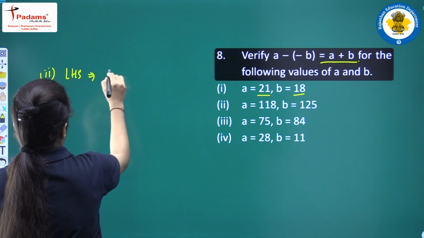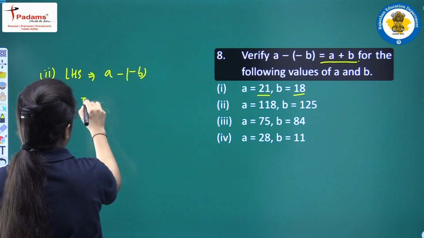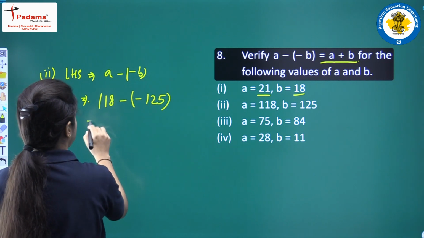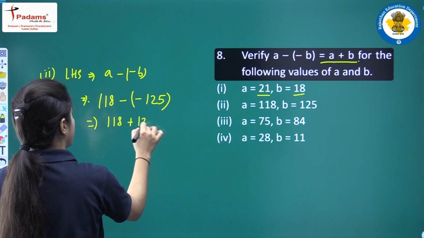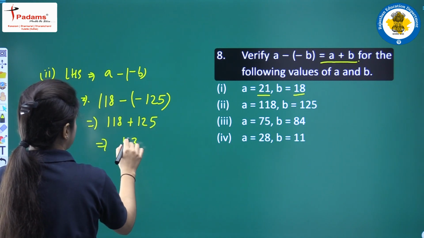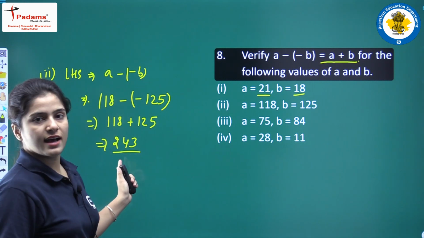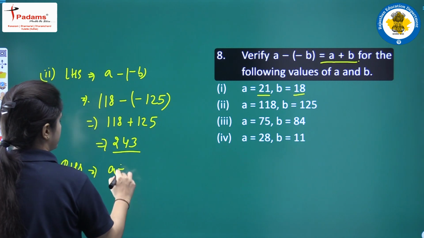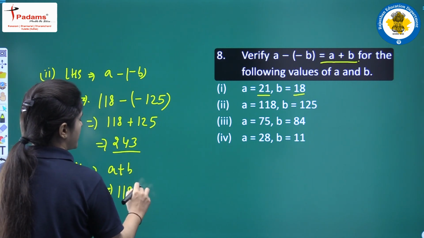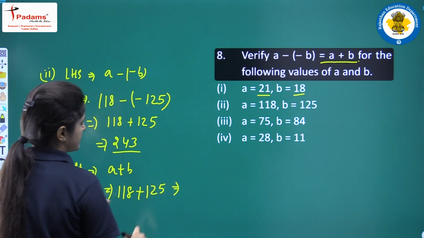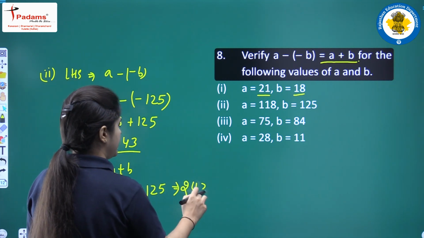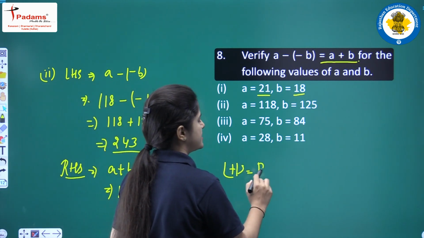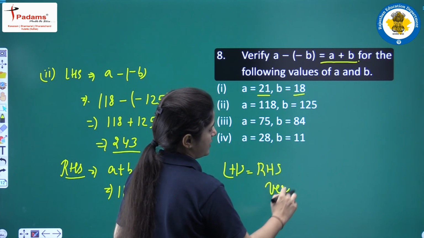LHS: a minus minus b. A is equal to 118 and b is equal to 125. Minus minus is plus. So this is your answer of LHS. And now RHS: 118 plus 125. This is 243. Okay, students. So LHS is equal to RHS. It means that it is verified.